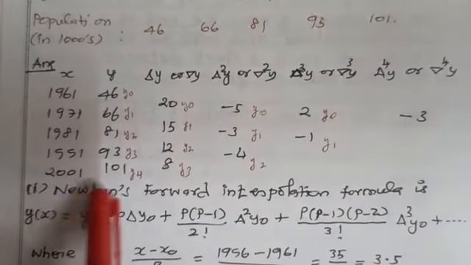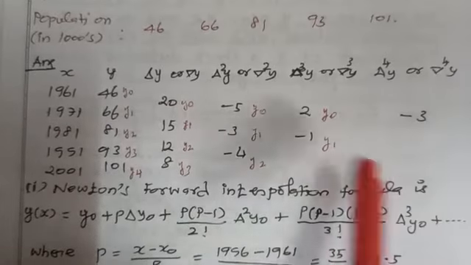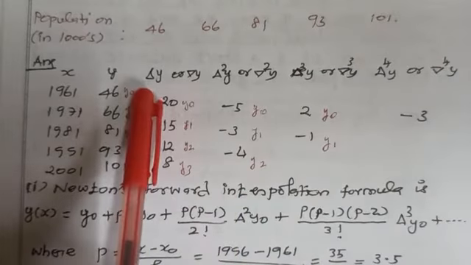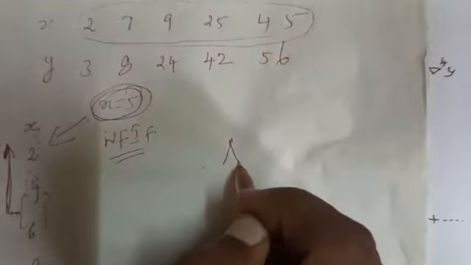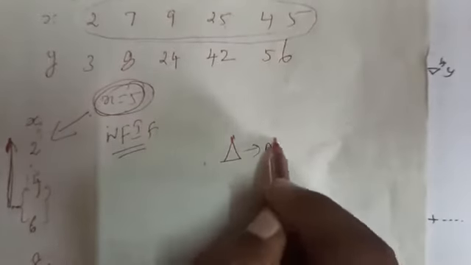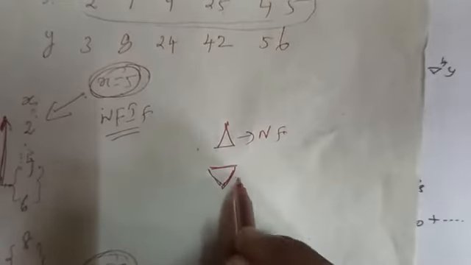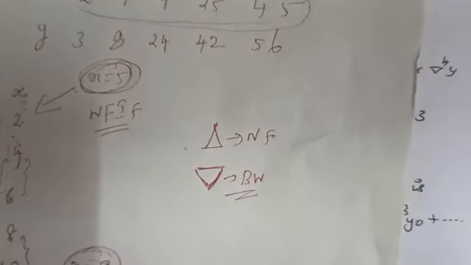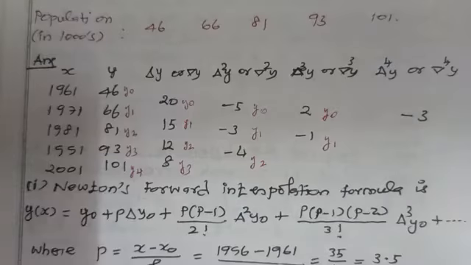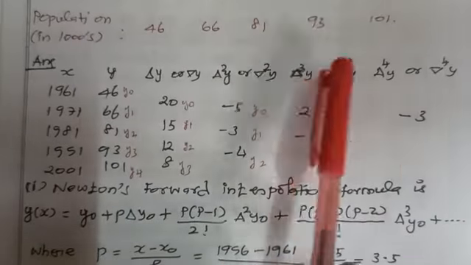This is the difference table for Newton's forward as well as Newton's backward. For Newton's forward, we represent the delta like this. Delta in reverse is for Newton's backward formula. Delta y, delta square y, delta cube y, delta power 4 y.